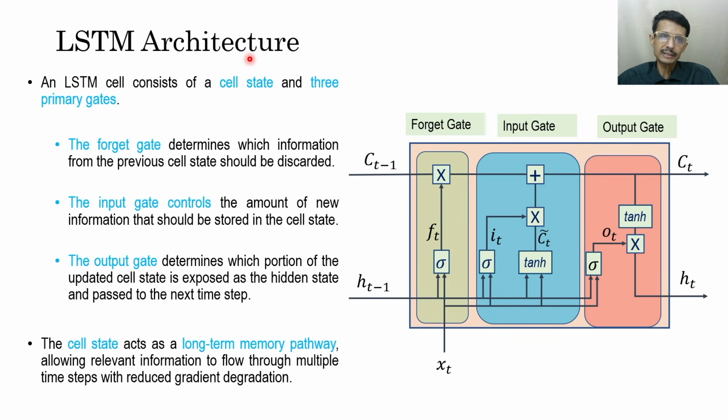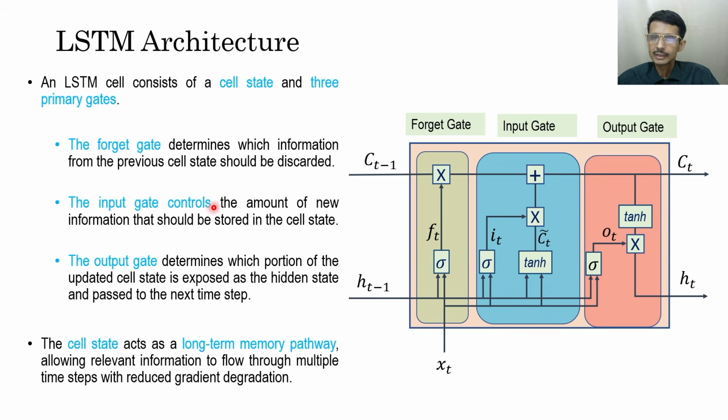Now we come to the LSTM architecture. The LSTM architecture basically has the cell state and three primary gates. First of all, the forget gate determines which information from the previous cell state should be discarded. So information is coming in this way. This is the forget gate, and this xt is coming here. So we try to understand what this is: this is the sigma, the non-linear function, and ft. So this ft is basically the forget gate.